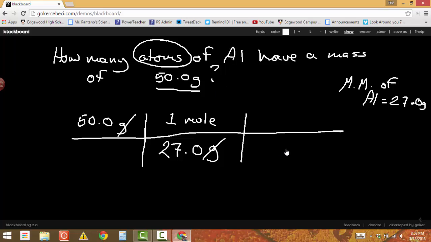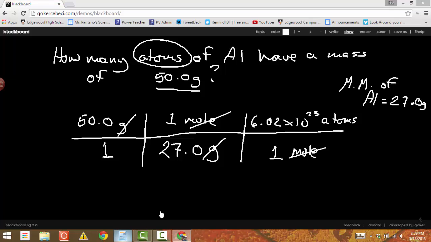Now, I don't want moles in my answer. Nowhere in this problem does it mention moles, so I have to put moles down here so that I can cancel them out. What I do want is atoms, and the word atoms means I'm going to need Avogadro's number: 6.02 times 10 to the 23rd atoms per mole. So now, how do I solve this? Remember, these are just fractions. This is sort of like 50 grams over 1, if you want to think of it that way. All I'm going to do is multiply across the top, multiply across the bottom, and then divide. So I'm going to multiply 50 times 6.02 times 10 to the 23rd.